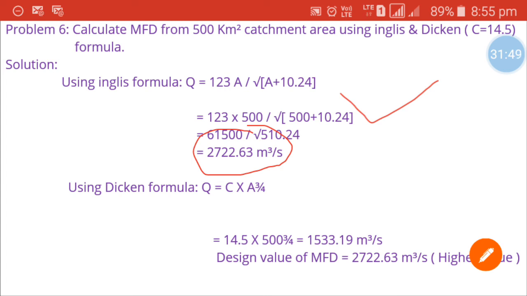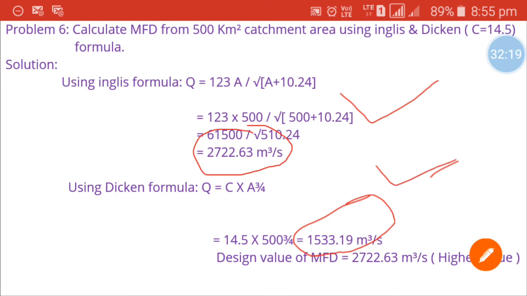Now let us use the Dickens formula. Q is equal to C into A to the power 3 by 4. Put the value of 500, C is equal to 14.5, and when we solve this, we will get the result as equal to 1533.19 cubic meter per second. So like this, by using the Dickens and the English formula, we are having these two results.